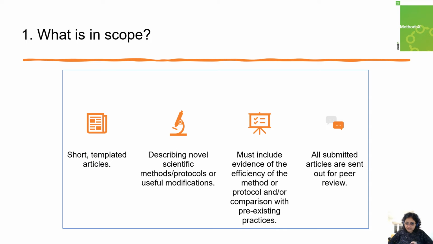So, to put it simply, at MEX, we publish short templated articles that describe novel scientific methods or protocols or useful modifications to these existing protocols. And the articles must follow the template and include evidence of the efficiency of this method or protocol and or comparison with existing practices. All MEX articles undergo an initial quality check, only after which they are sent out for an independent peer review.